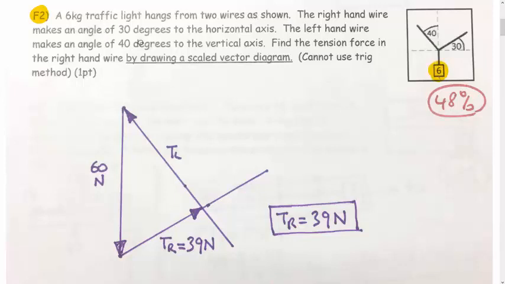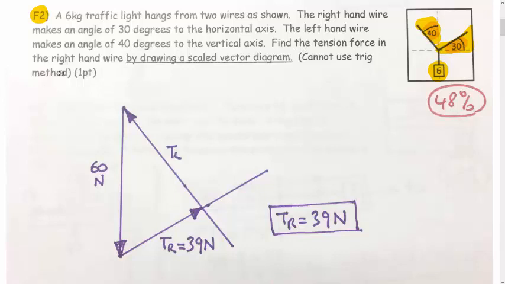It hangs from two wires as shown. The right hand wire makes an angle of 30 degrees, and the left-hand wire makes an angle of 45 degrees. Oh, I jumped a bit there, didn't I? 30 degrees to the horizontal is very different from 40 degrees to the vertical. And I'm being deliberate about that. I'm deliberately not giving you them both to the same axis. I want to see what you do with that.